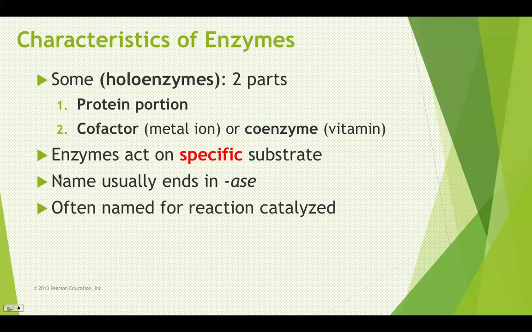So enzymes act on a specific substrate. If you'll remember, a substrate is the raw material on which the enzyme acts. Enzymes usually end in ASE, not always. However, when you see something that has an ASE at the end, it's most likely an enzyme. Some enzymes have different names, but we often see ASE at the end, and the beginning part of the word will be named for the reaction that's catalyzed.